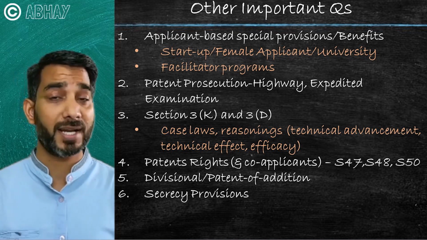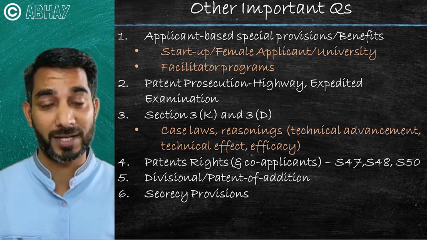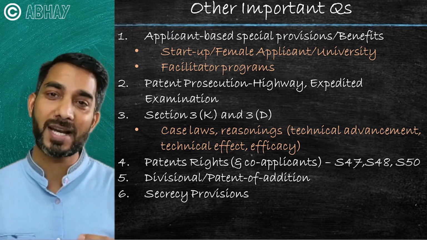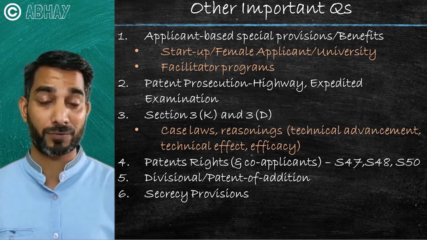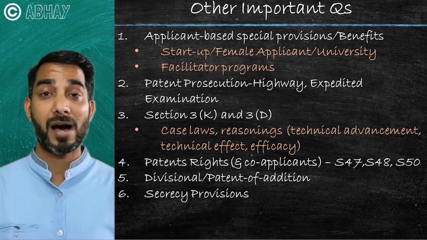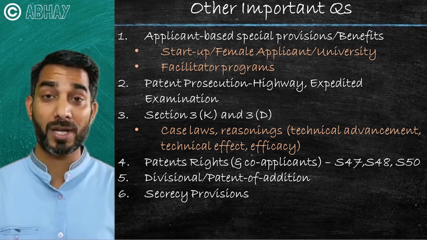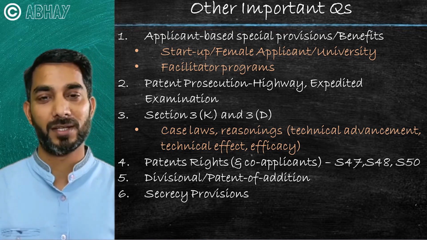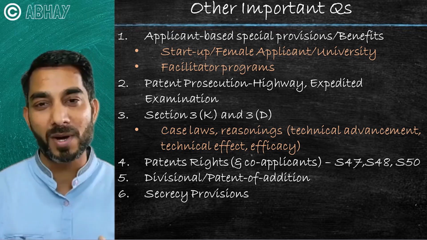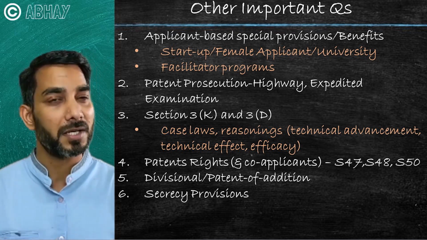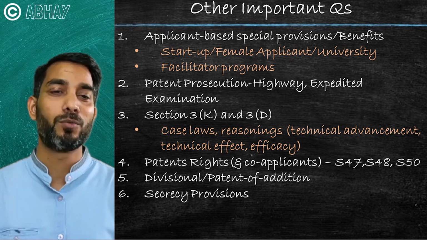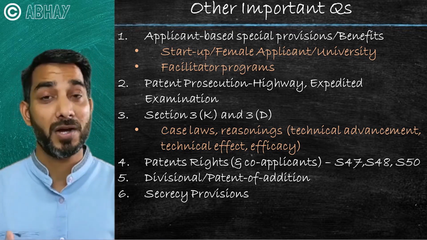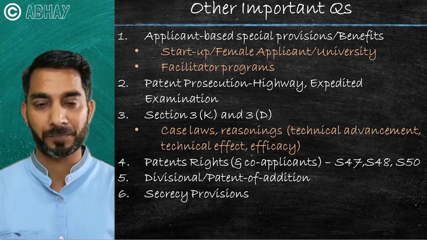Then section 3K and 3D are the most controversial and talked about sections. You should read through the case laws. You should understand the reasoning from the patent office and from the court's point of view on how you can overcome section 3K or how you can overcome section 3D, or what is the requirement of section 3D. The keywords being technical advancement, technical effect, efficacy. Write short notes so that you know what you mean by technical advancement, what you mean by technical effect, and what you mean by efficacy or therapeutic efficacy.